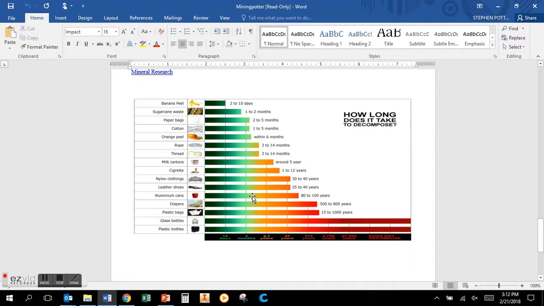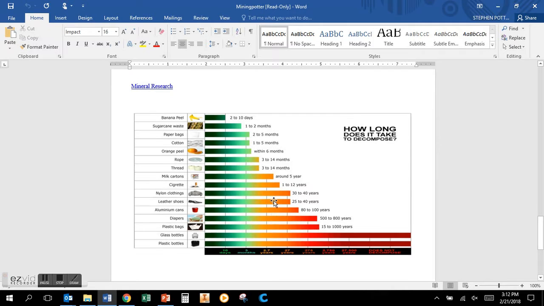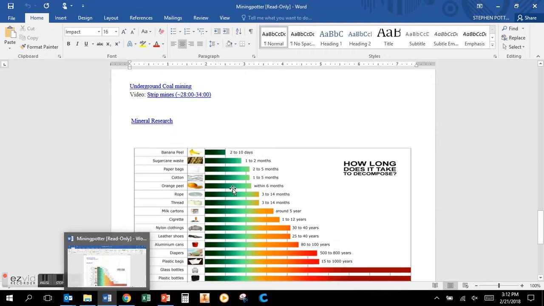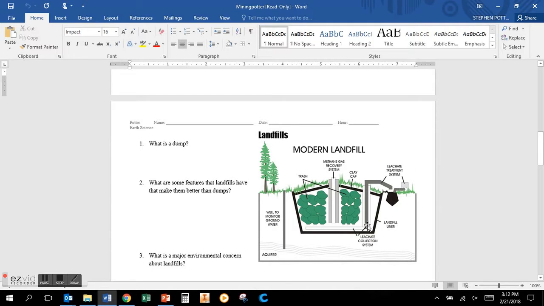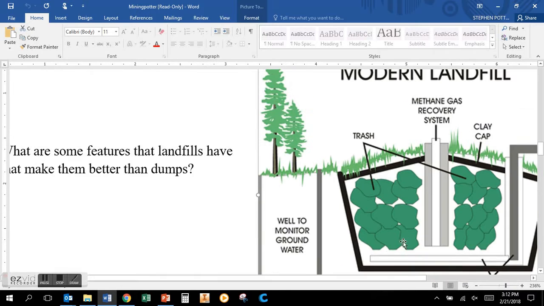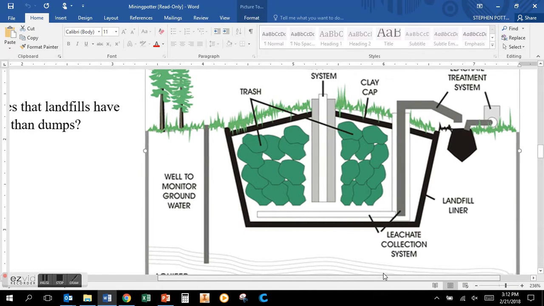Even things that are supposed to decompose quickly don't really go anywhere, because the way landfills are constructed, it's not really optimal conditions. So we looked at briefly how landfills are made. And another problem that it presents is that when it rains, water soaks through the garbage, and that makes a disgusting concoction of trash juice that's called leachate.